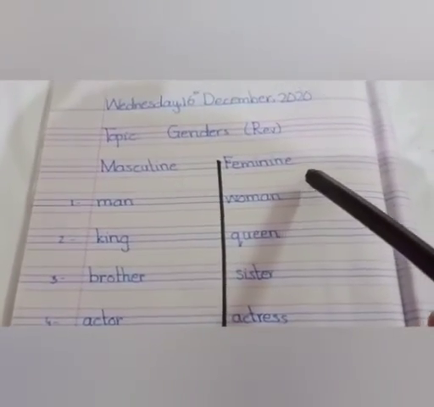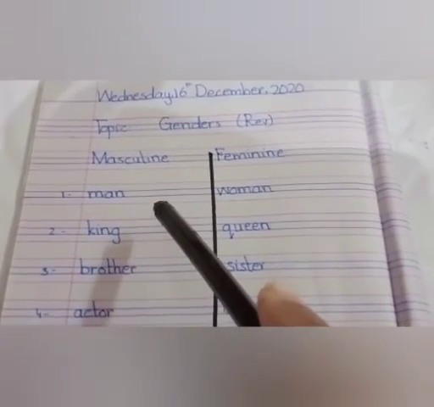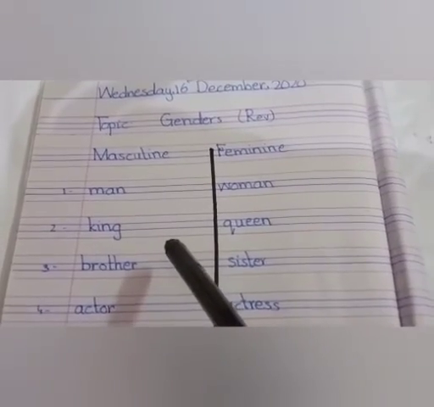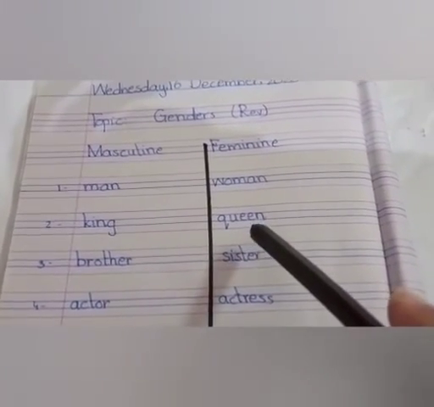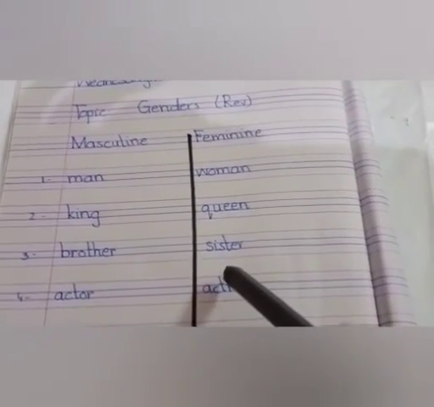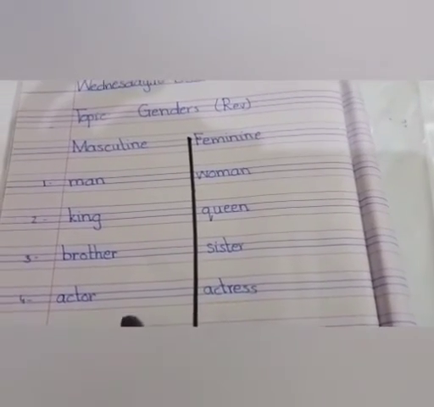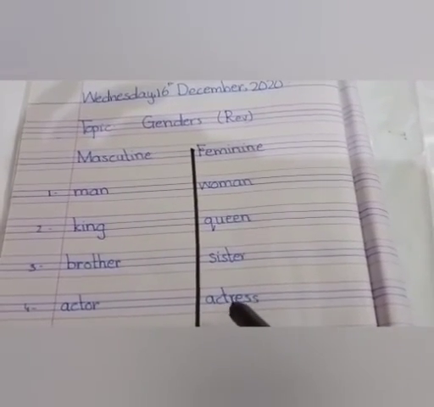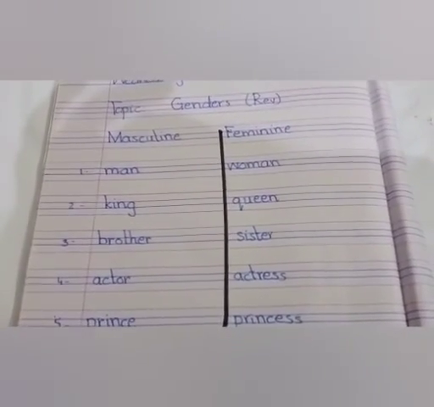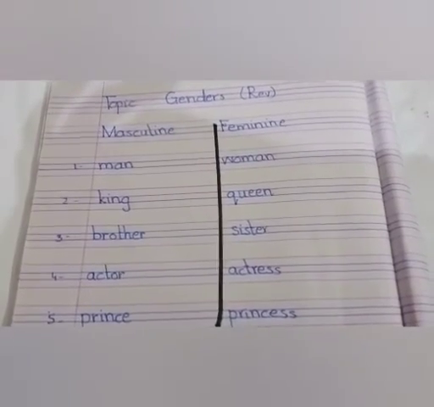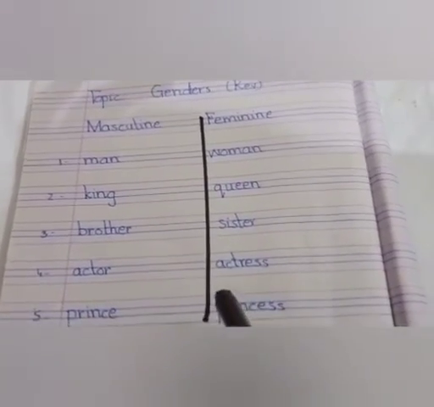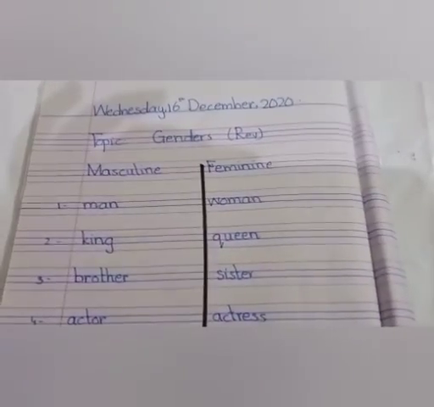Okay, now write feminine. What is the feminine of man? Woman. What is the feminine of king? Queen. What is the feminine of brother? Sister. What is the feminine of actor? Actress. What is the feminine of prince? Princess. Man, woman, king, queen, brother, sister, actor, actress, prince, princess. Okay, now do work on copies.